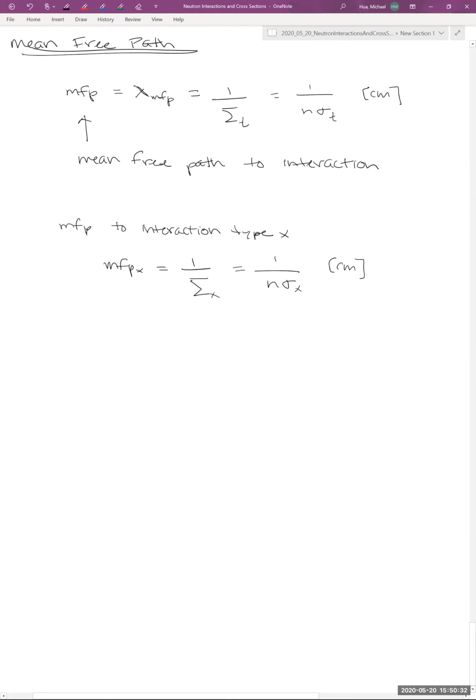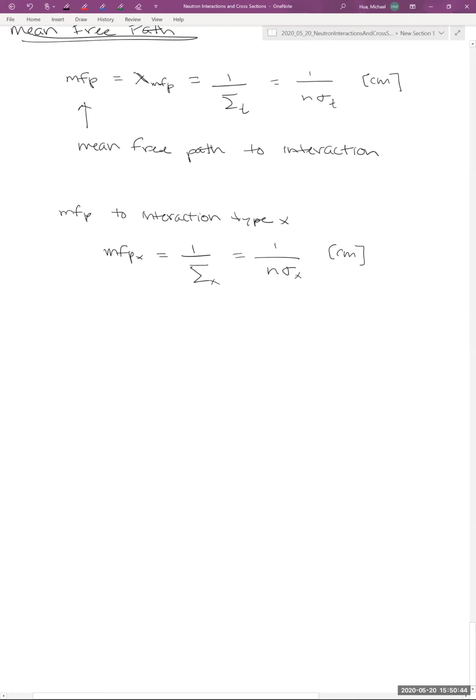So yeah, this is the mean free path to interaction, or the average distance between interactions. And this is analogous to mean lifetime. And so if you're familiar with the differential equation, I'll go ahead and express it. But if you are not, don't worry. This does not mean that the rest of the lecture is not for you.